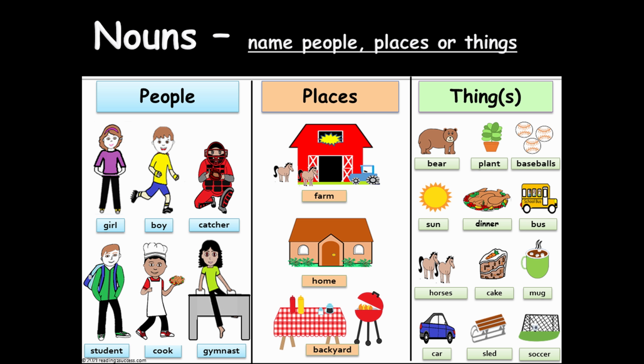With kids, look at the chart. Remind them that nouns name people, places, or things. The examples under people are girl, boy, catcher, student, cook, and gymnast. Under places, we have farm, home, and backyard. And under things, we have bear, plant, baseballs, sun, dinner, bus, horses, cake, mug, car, sled, and soccer.